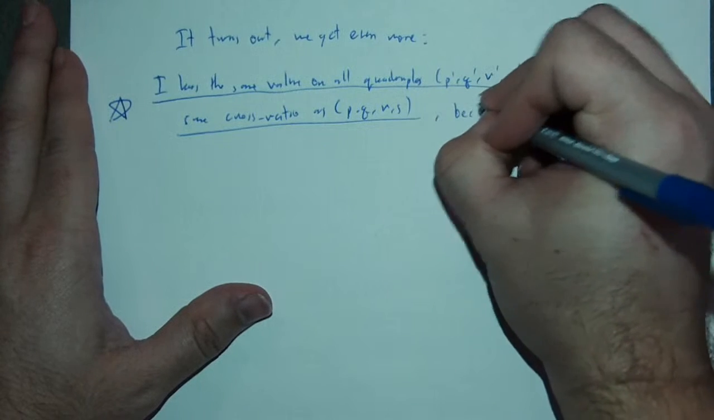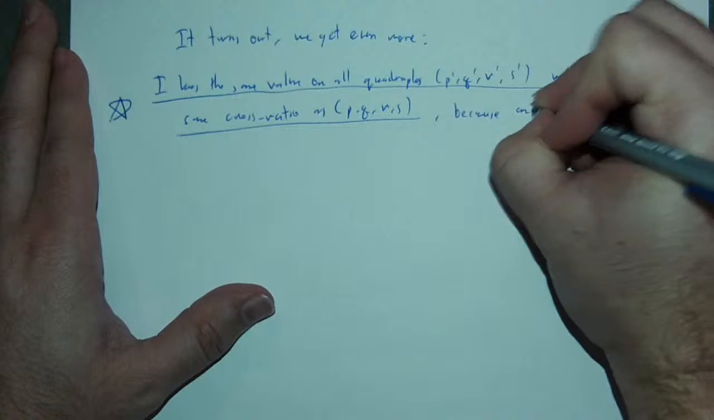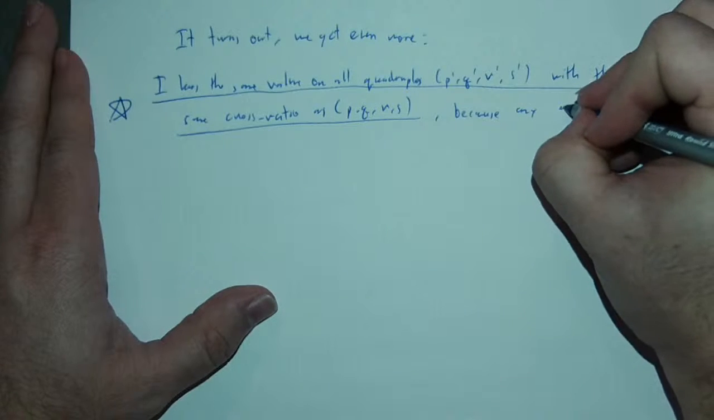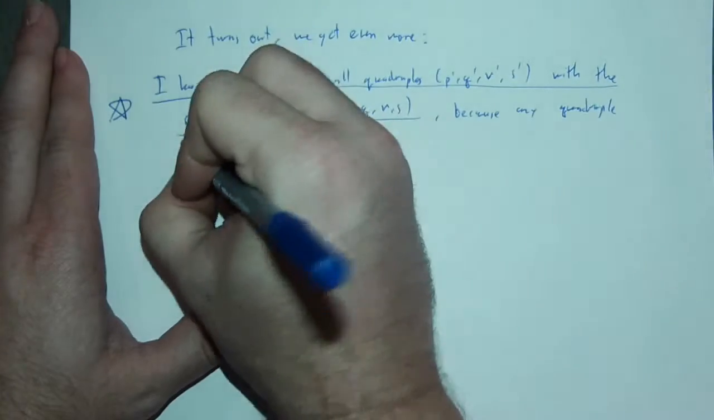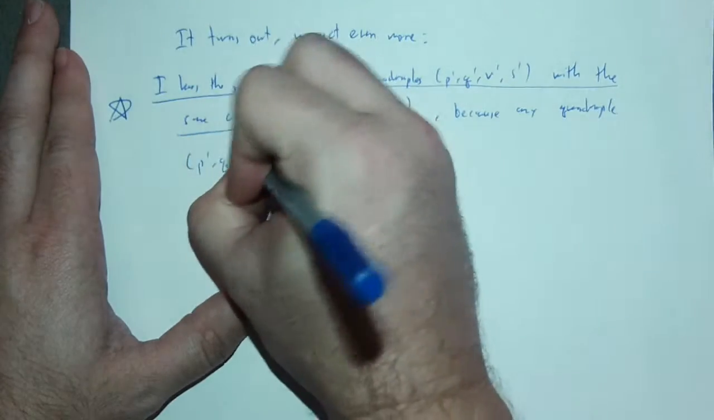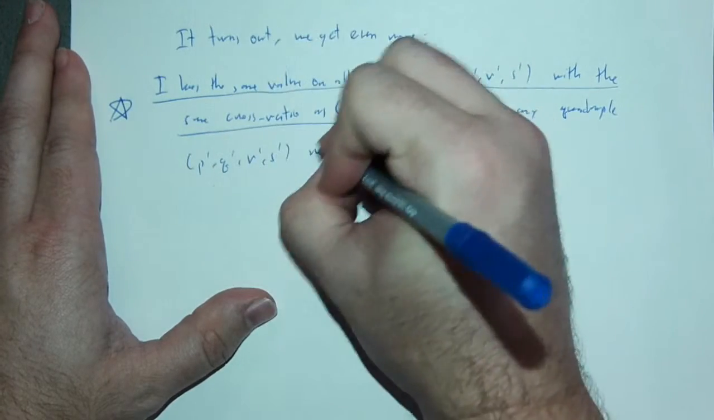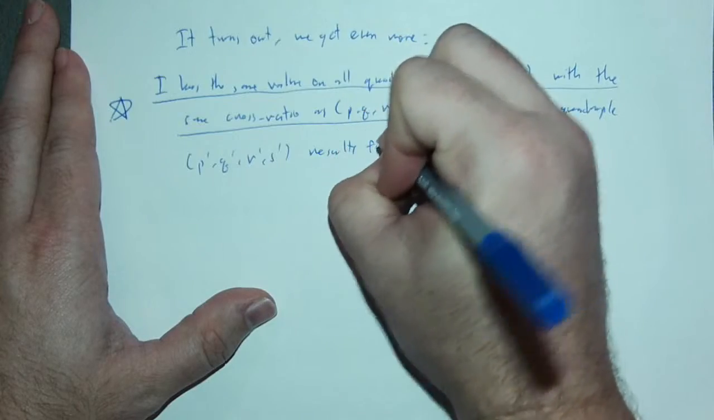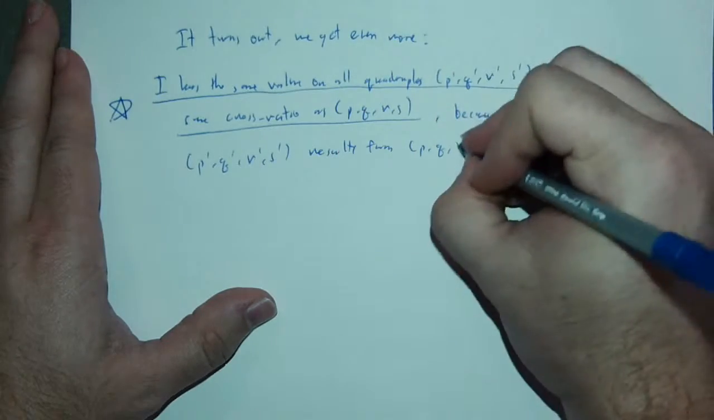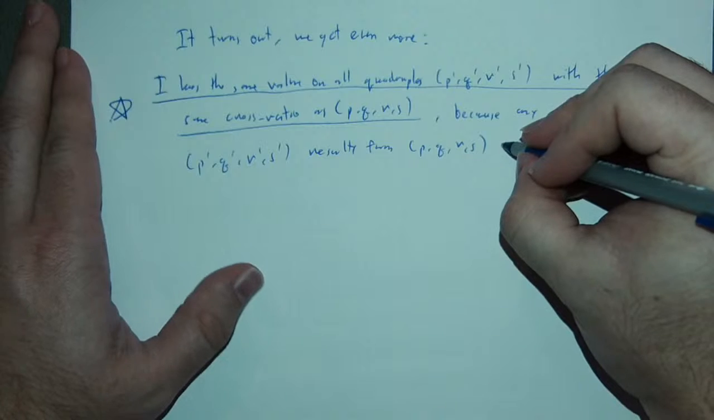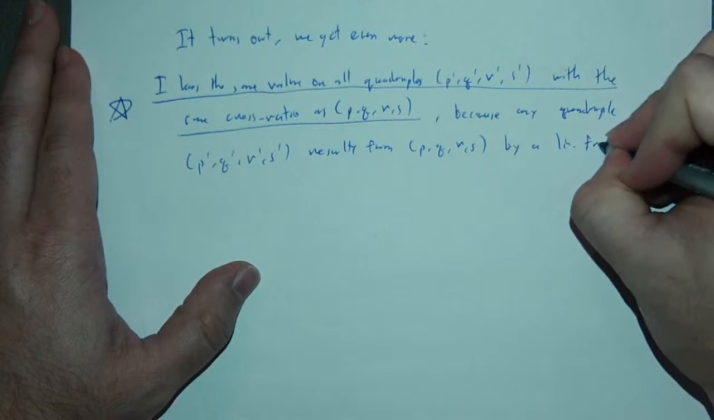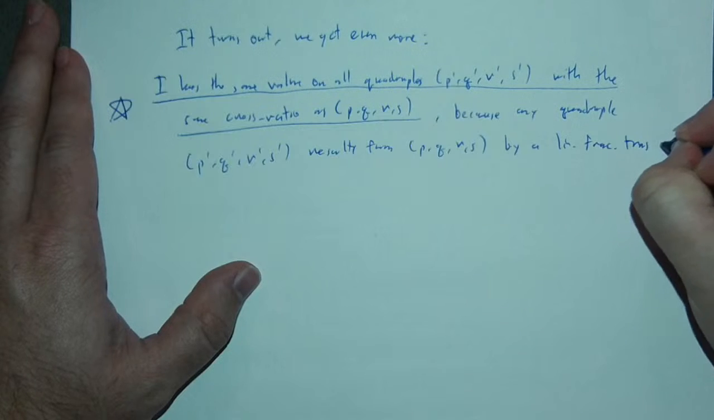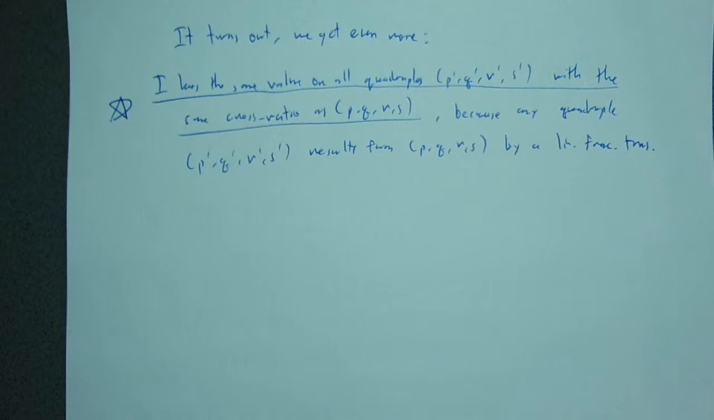Well, the answer is because any quadruple P prime, Q prime, R prime, S prime results from P, Q, R, S via linear fractional transformation. But why is that the case?